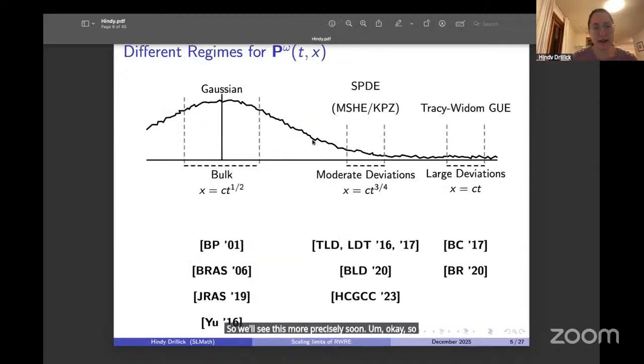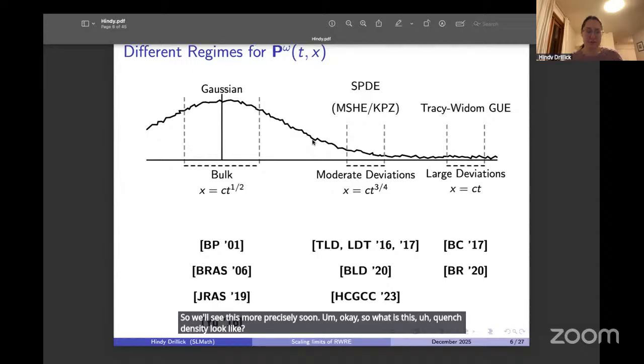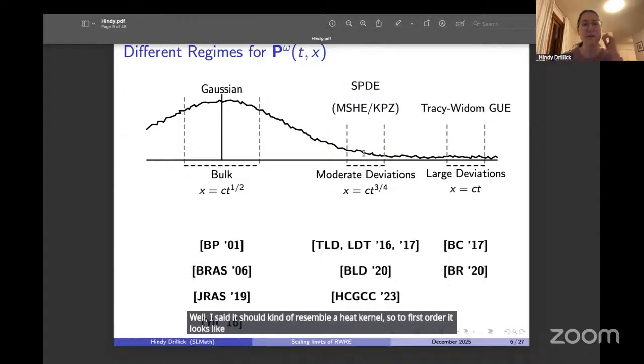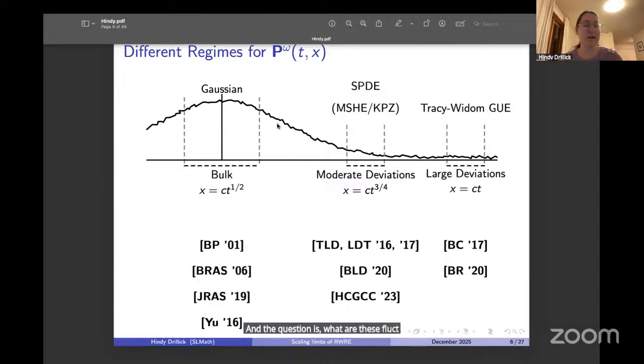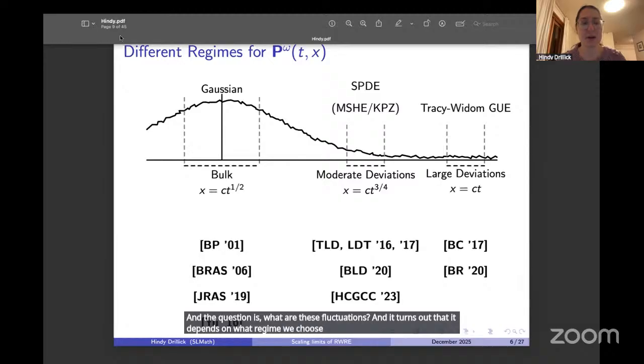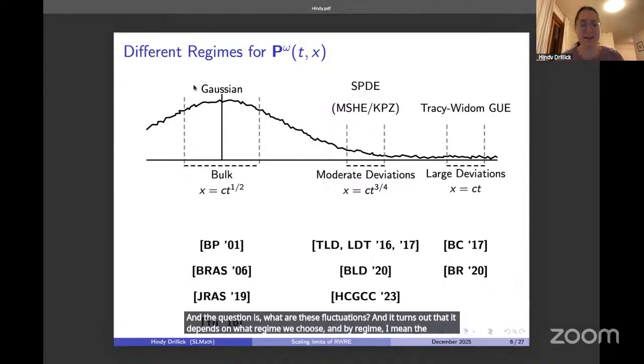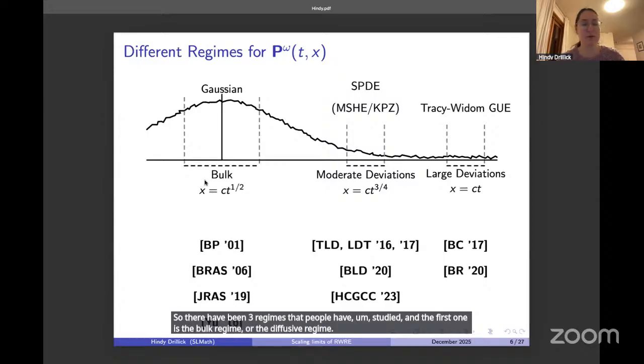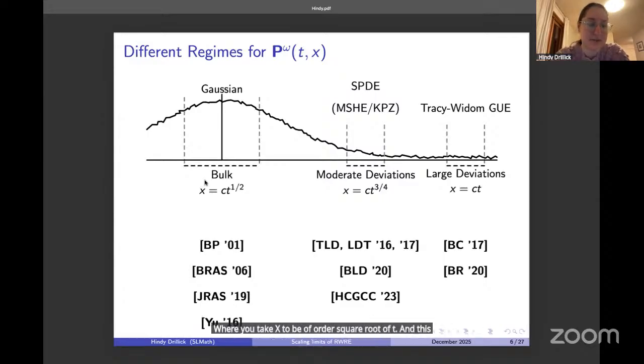Okay, so what does this quenched density look like? Well, I said it should resemble a heat kernel. To first order, it looks like the Gaussian density, but it has these random fluctuations around it, which is what I'm trying to denote by this squiggly curve. The question is, what are these fluctuations? It turns out that it depends on what regime we choose. By regime, I mean the relationship between t and x. There have been 3 regimes that people have studied. The first one is the bulk regime or the diffusive regime, where you take x of order square root of t. This is just the usual diffusive scaling for a random walk.